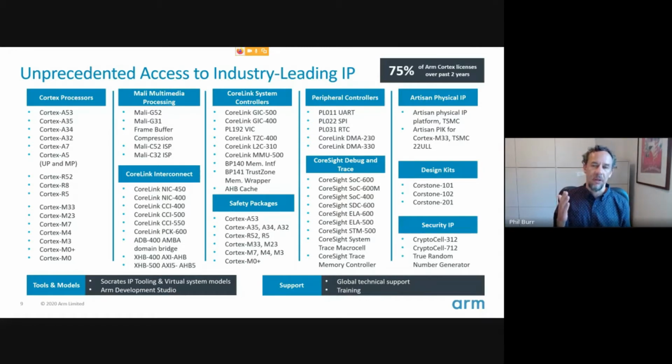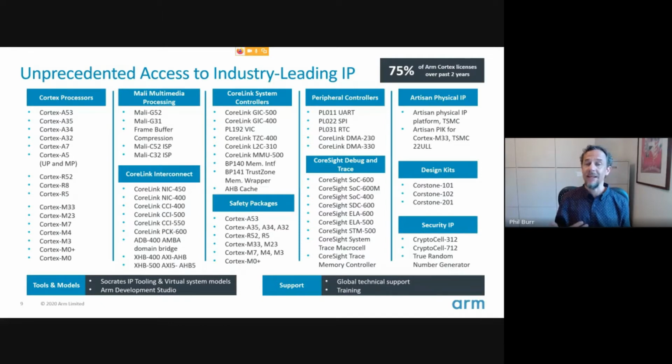So we have, and if you look at the processors that we have there, then they represent 75% of the ARM Cortex licenses that we've done over the last 2 years. So an incredible amount of the number of licenses that ARM has done. So this is not just a small amount of our technology, it's a huge amount. But it also covers a huge amount of multimedia processing, so GPUs, ISPs, interconnect, so the thing that you use to connect all those CPUs together. Lots of that glue technology that's needed around processors.